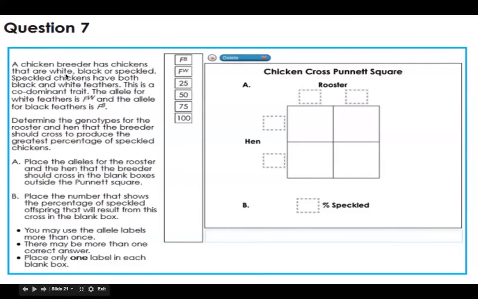All right, let's read through this question. It says a chicken breeder has chickens that are white, black, or speckled. Speckled chickens have both black and white feathers. This is a codominant trait.